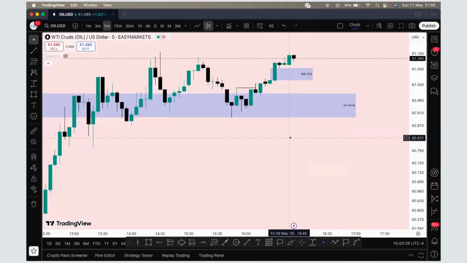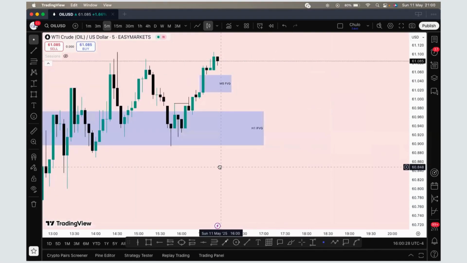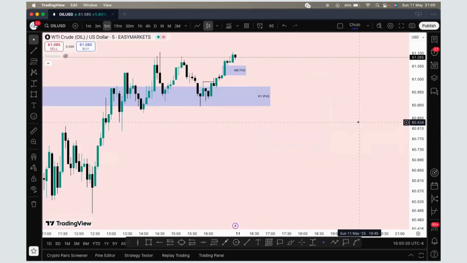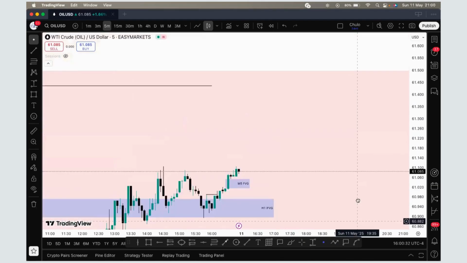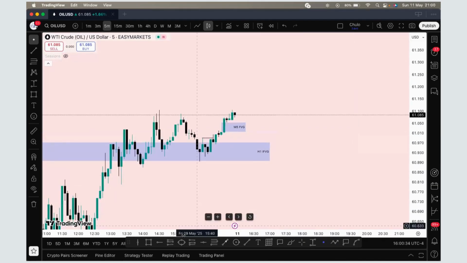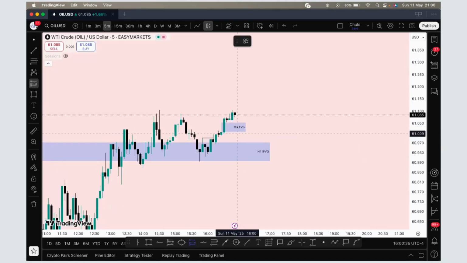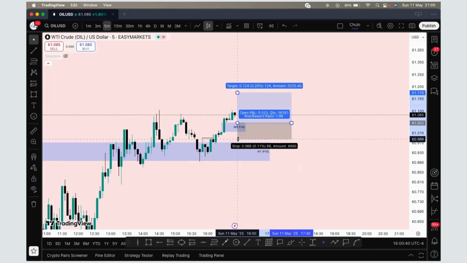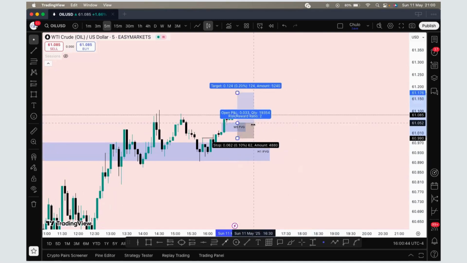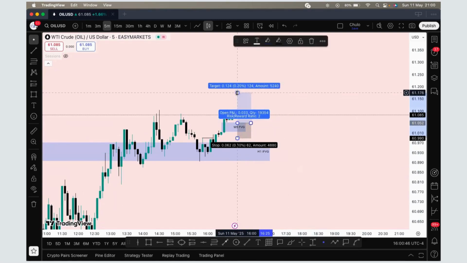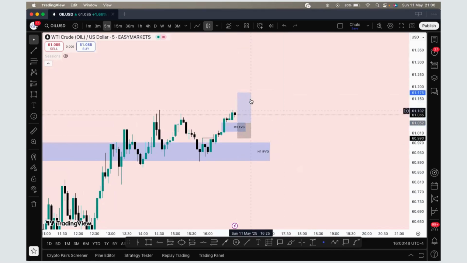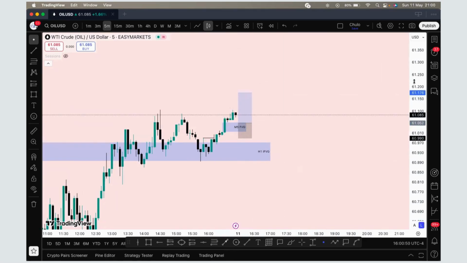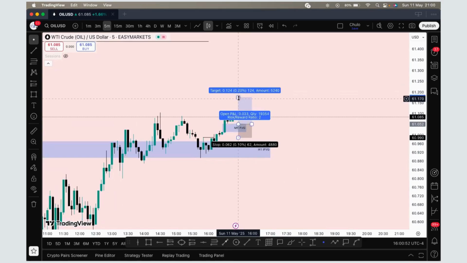Okay, so this is what is likely to happen on US oil as the market is opening this week. Price comes back into this 5-minute fair value gap, and we have our stop loss just below this low here, and target 1:2R, or better still, we can target this high here.